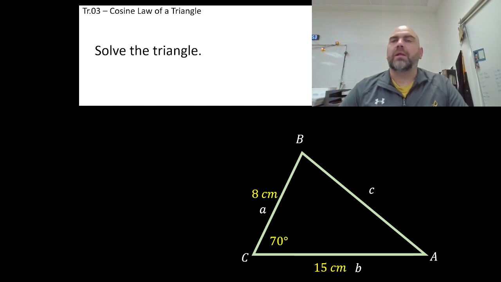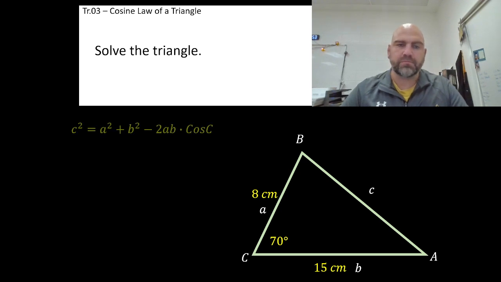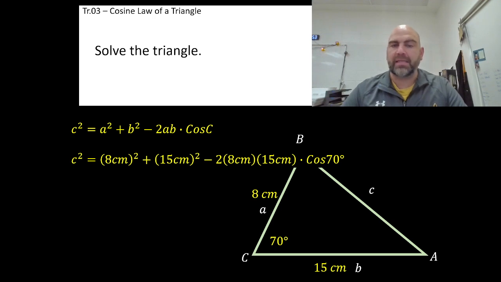All right, so let's take a look at how we are going to solve for this triangle. Here's the one we're going to use. We're going to try to solve for side C, so we're going to use the C one. That means it's a squared plus b squared minus 2ab. You'll notice that those two letters are the same as the first two letters. And then multiply by cos of C. Now, this is going to become a long equation.